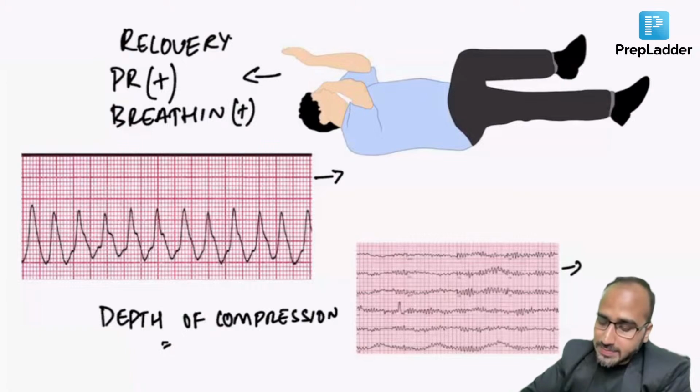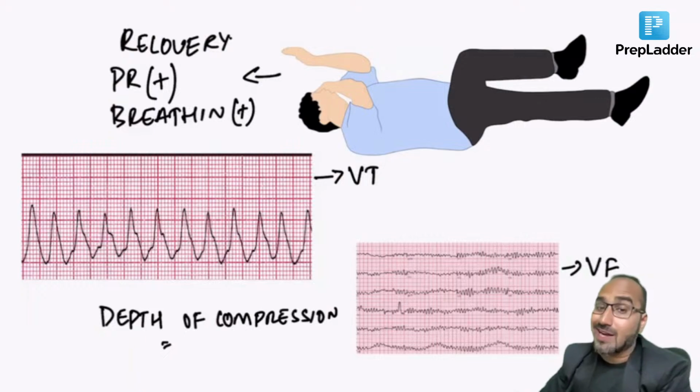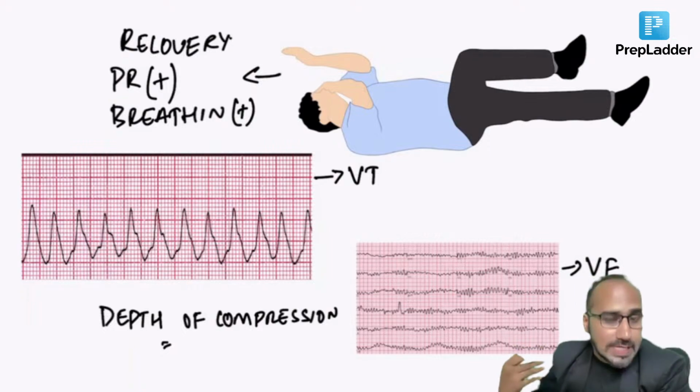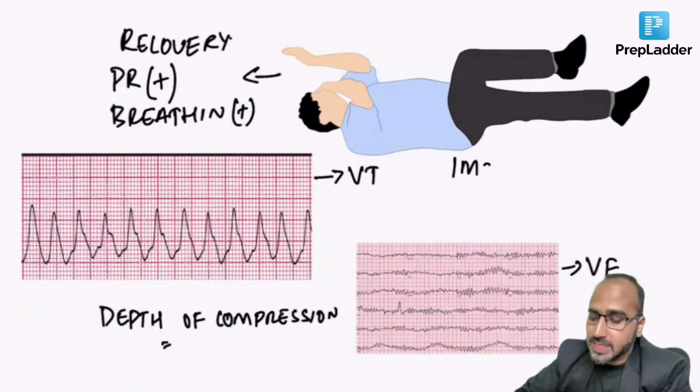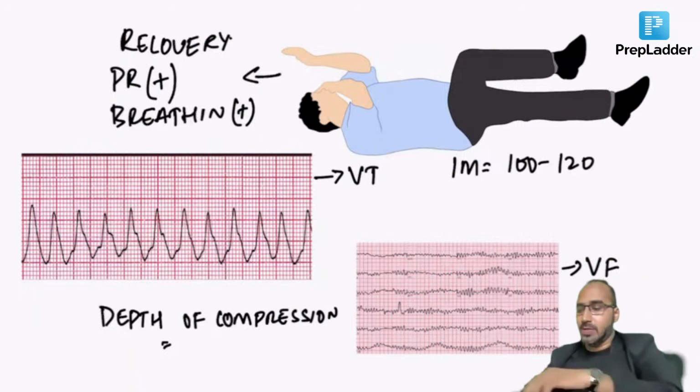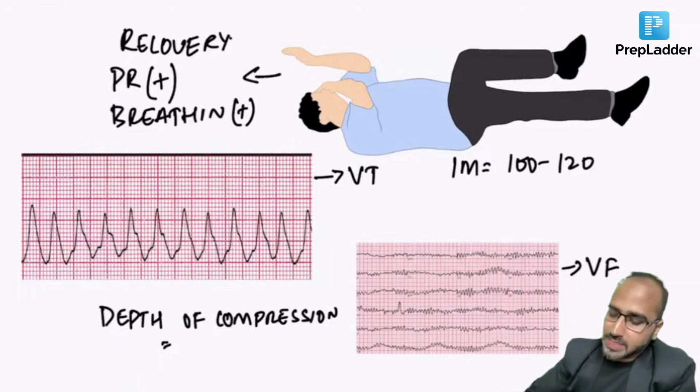This rhythm is ventricular tachycardia and this is called ventricular fibrillation. These two rhythms are the shockable rhythms of the heart, VT and VF. Now guys, while giving compressions, what is the rate of compression that we need to give? In a minute, you need to give 100 to 120 compressions, right?